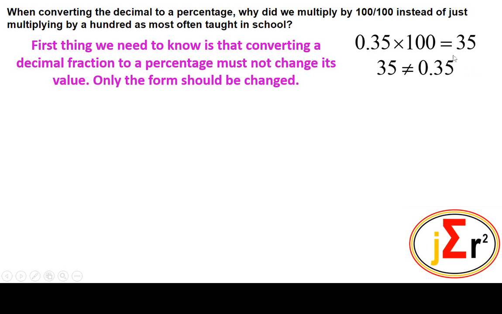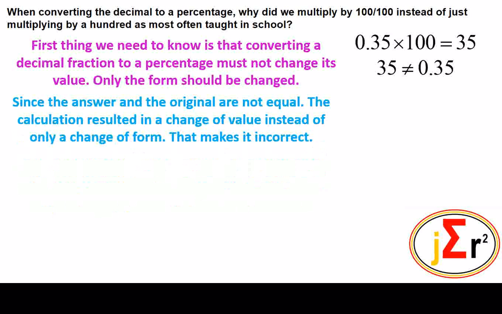Because 35 is not equal to 0.35, it means that the transformation is not correct, because the value of the number should not change when we are converting it to a percentage. Since the answer and the original are not equal, the calculation resulted in a change of value instead of only a change of form, and that makes it incorrect.